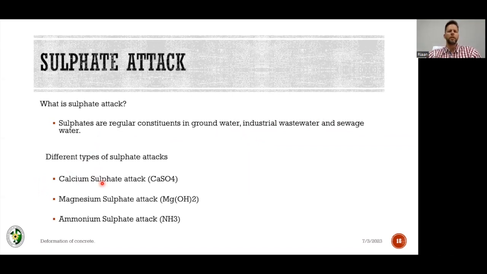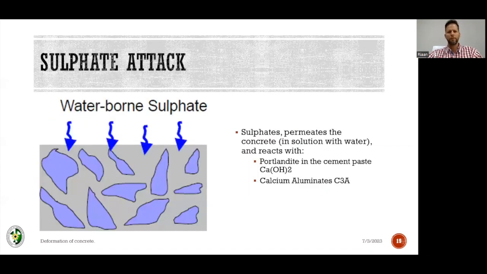And all three of these have very similar, not exactly similar, but very similar properties and very similar processes. To explain the process of a waterborne sulfate: sulfates permeate the concrete in solution with water. It's very important, you need moisture to bring the sulfates in there. And it reacts with your portlandite in the cement paste, your calcium hydroxide, or CH in short.